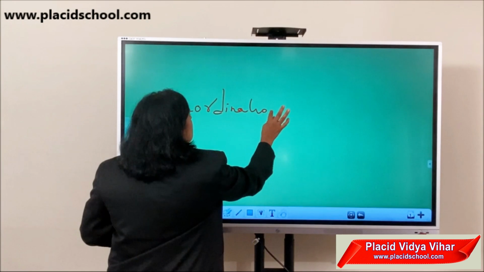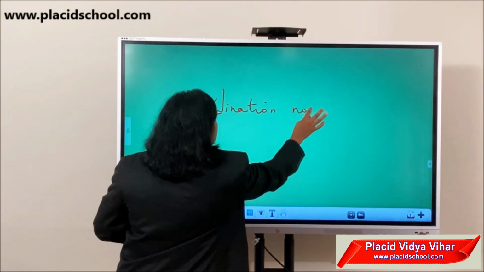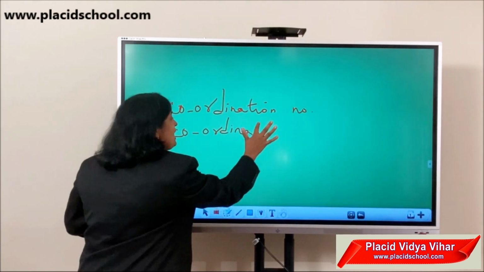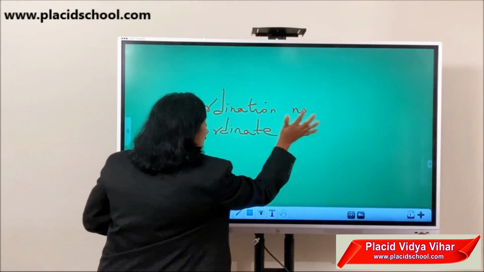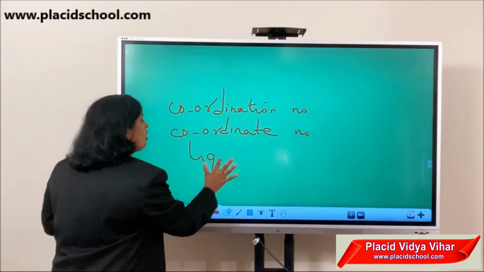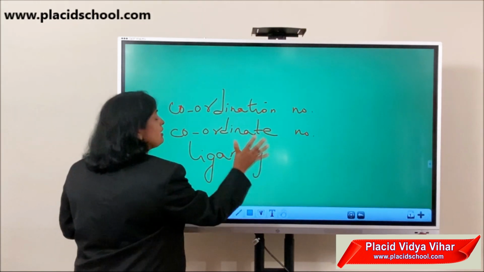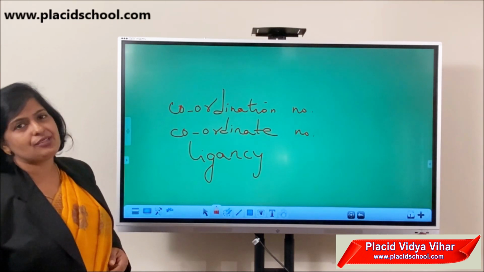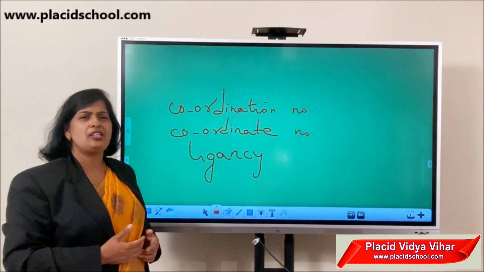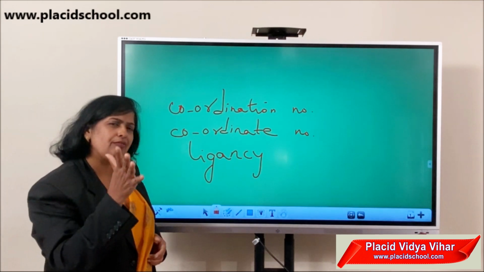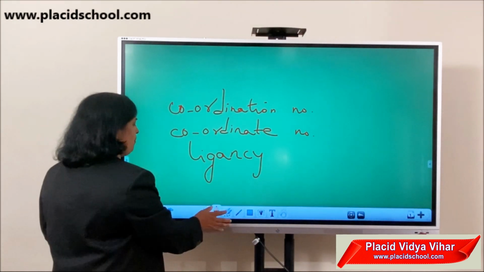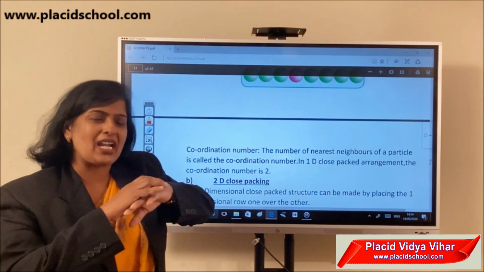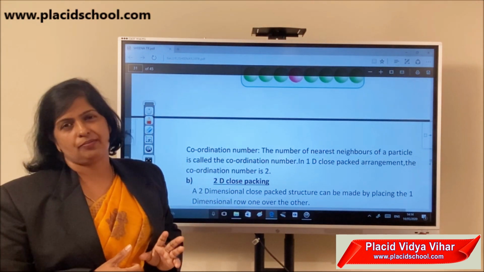So coordination number, this term is quite familiar to you. Another term is coordinate number, or it is also called ligancy. Ligancy is a term which represents coordination number, and coordination number is the number of immediate neighbors of a particle. So you know how to make a one-dimensional structure.